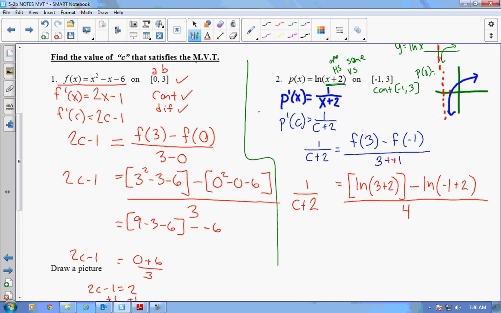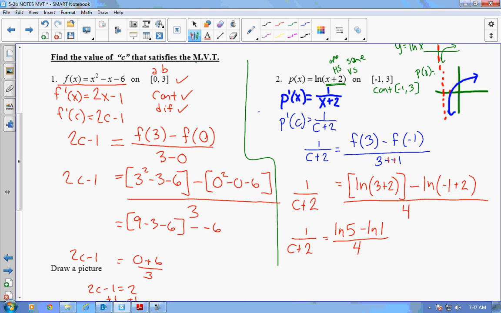Okay? So how would you go about finding c? Well, it'd be nice if there were no fractions, wouldn't it? That would be nice. Okay, let's simplify the natural logs really quick then. C plus 2 equals natural log 5 minus natural log 1 over 4. That already looks a little bit nicer.